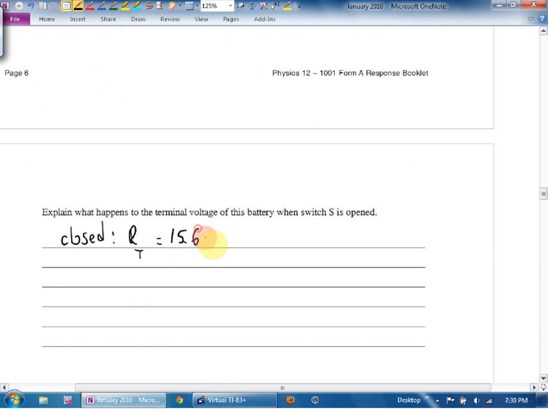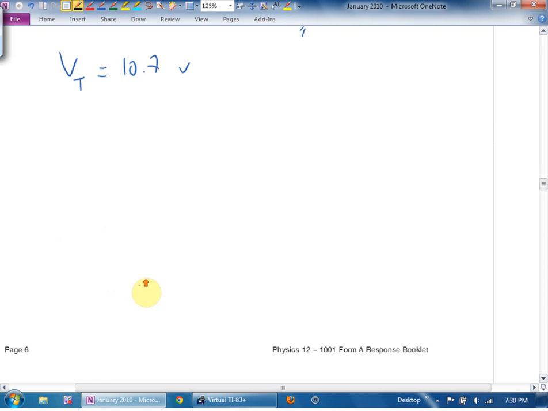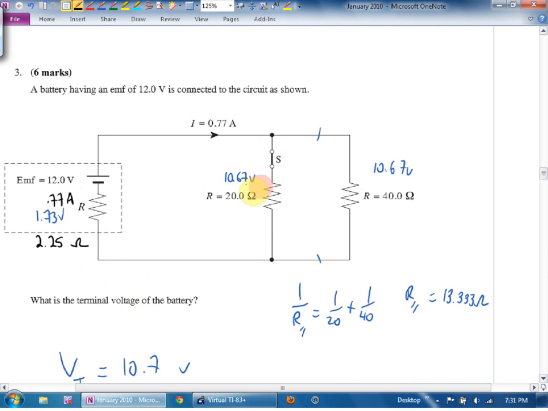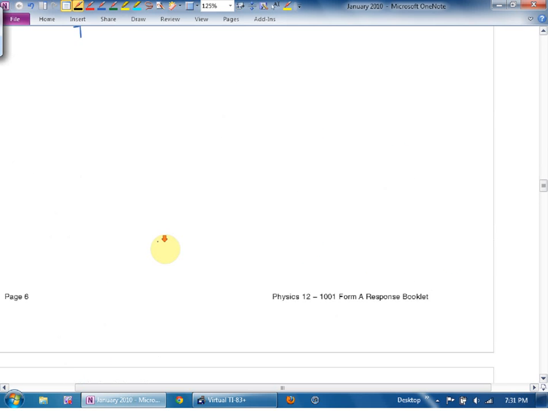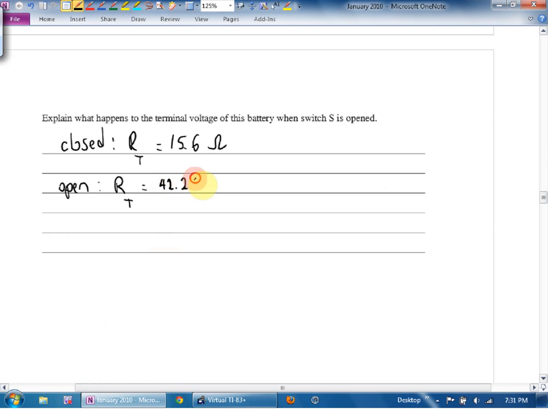Open, R total equals, so if this is no longer part of the circuit, my total resistance is 40 plus 2.25. Opening the switch, when you have resistors in parallel, removing a resistor in parallel actually increases your resistance, not decreases. Even though you're losing a resistor, you're closing a ski run, which means more skiers got to go down the same hill, which means they're going to get crowded. What did I say? 42.25. Now, I total equals V total over R total.